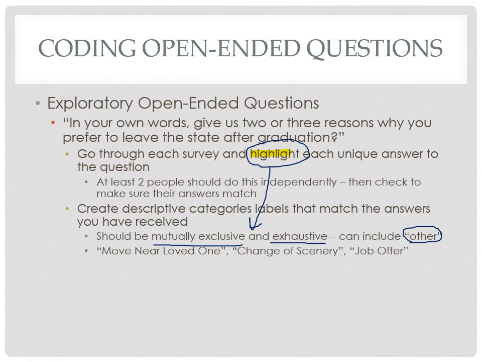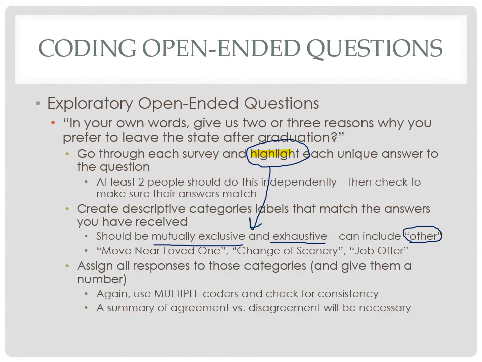All right, once you've done that, you've now created the category labels. The next step is to go back to all of those answers that you highlighted on all of your surveys and now assign those responses to the categories that you've created. So you have this list of hundreds and hundreds of answers that you got, and for each one you say, is this answer move near a loved one, change of scenery, job offer, other, and you code each one with that. All right, again, here you would use multiple coders, so multiple people would put these options into these categories.